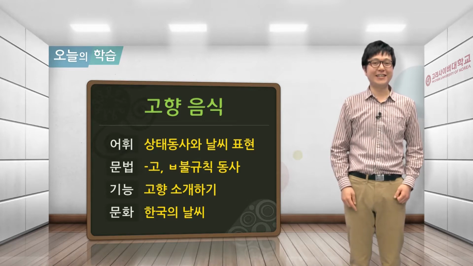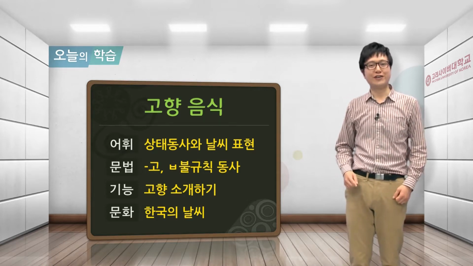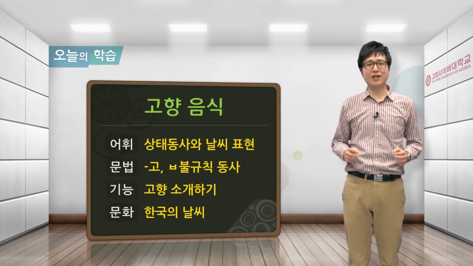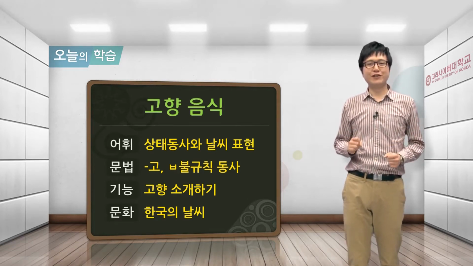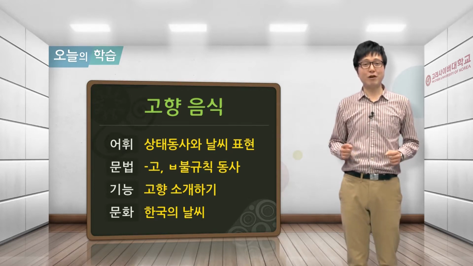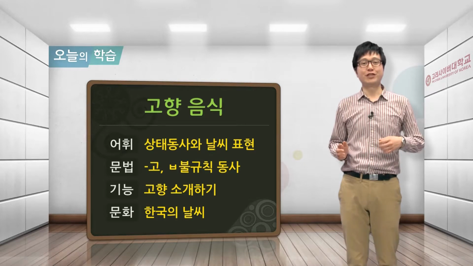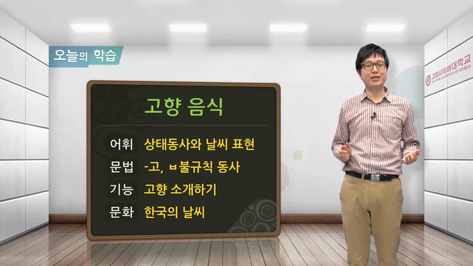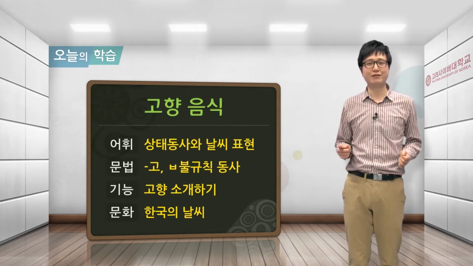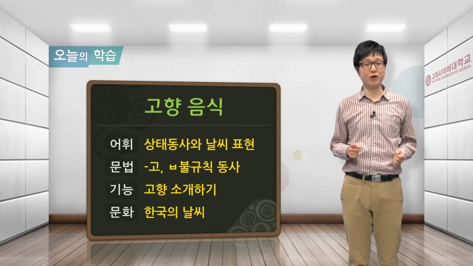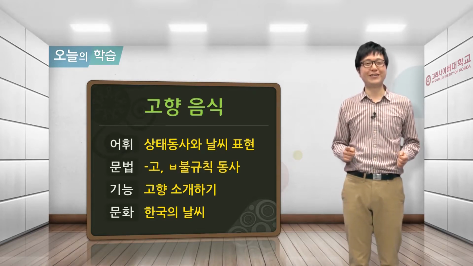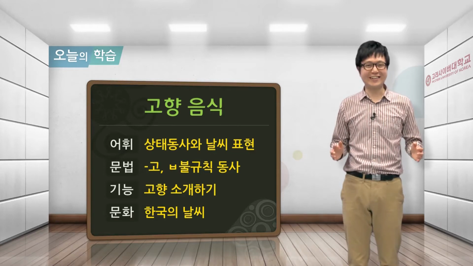Today we will be studying the section 고향이 어디예요? Or where are you from? The topic of today's lesson is hometown foods. We will learn some descriptive verbs and vocabulary related to weather expressions, and the grammar points 고, which expresses equality, and Pugh, irregular verbs. After studying this lesson, you will be able to use a variety of descriptive verbs and introduce your hometown. Lastly, in the culture section, we will explore Korean weather. Well then, let's get started.